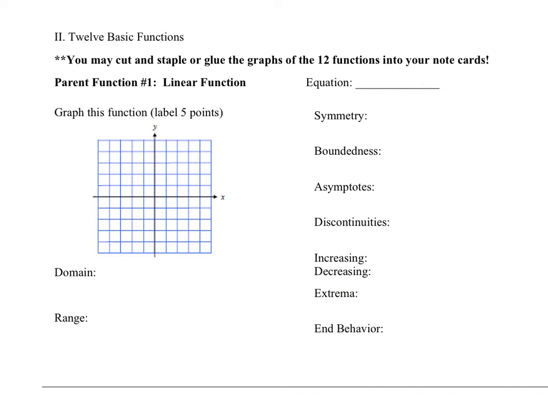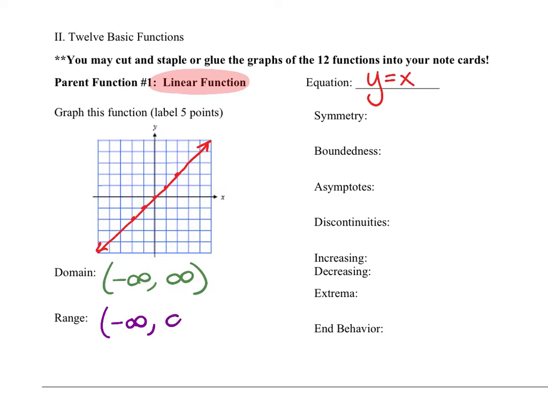The first of the 12 basic functions is the linear function, sometimes called the identity function. Its equation is y equals x. Since the input equals the output, you can plot the points (-2, -2), (-1, -1), (0, 0), (1, 1), and (2, 2). That's my parent function for linear. Its domain is unbounded, so it goes from negative infinity to positive infinity. Its range also goes from negative infinity to positive infinity.